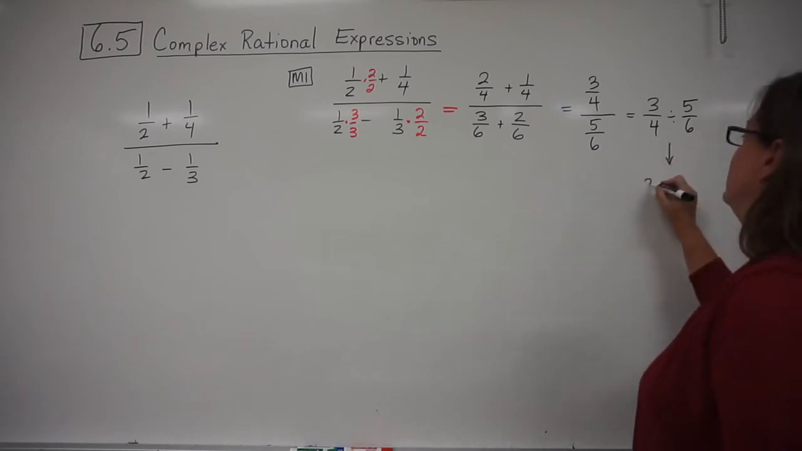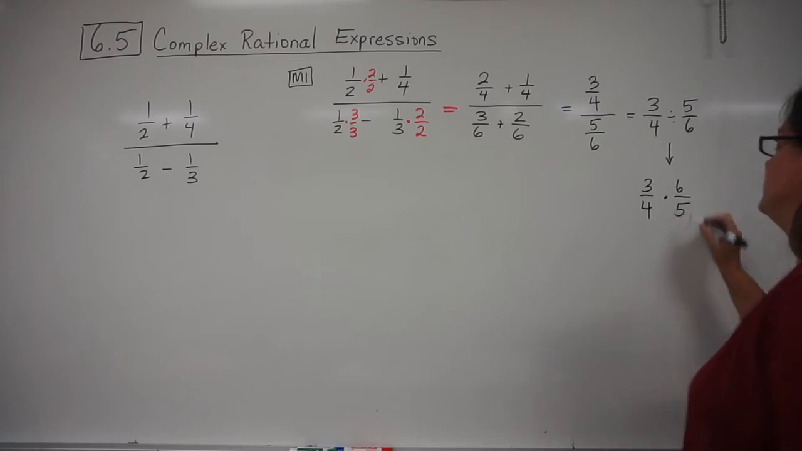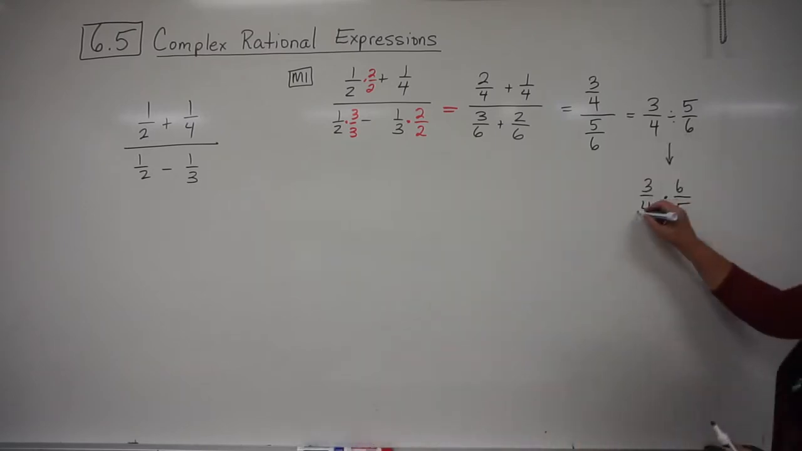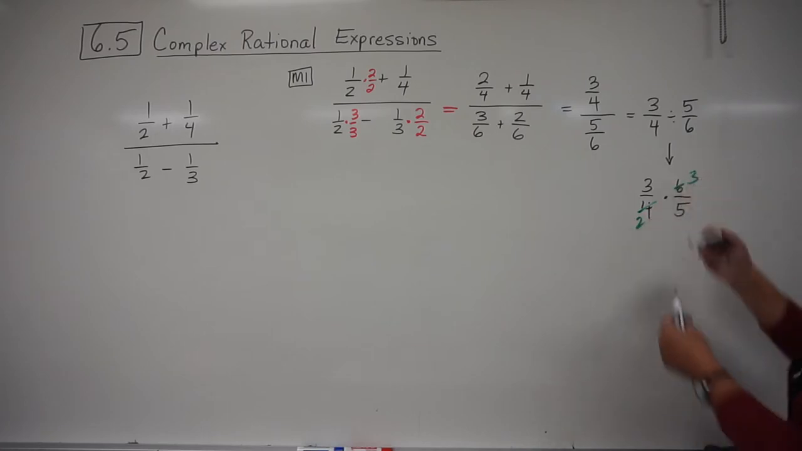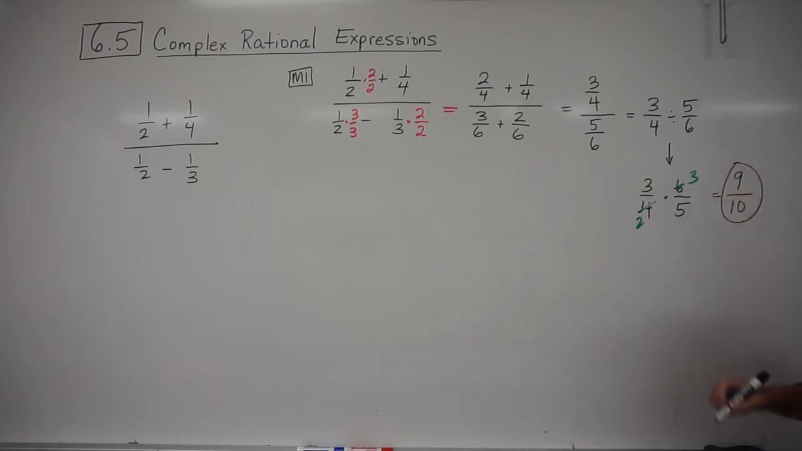This is the same thing as 3/4 times 6/5. And you can do some reducing there and then just multiply. Divide 2 out of both of these and you come up with 9/10. And that's our answer.